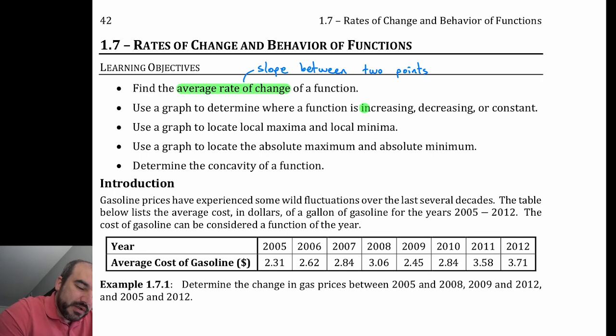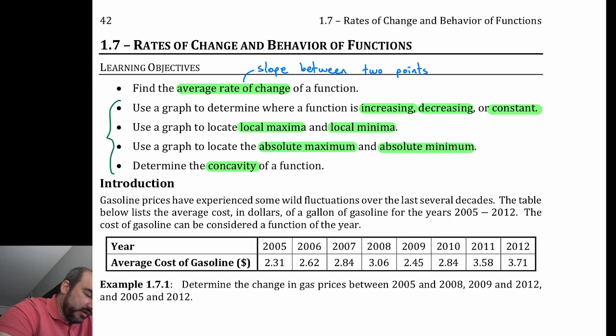We're going to determine where it's increasing, decreasing, or constant. And then as we figure those out, we'll be able to identify local maxima and minima. And then we'll also be able to tell which ones are the absolute maximum and absolute minimum. And then we'll determine concavity. All of these are going to be from the graph.